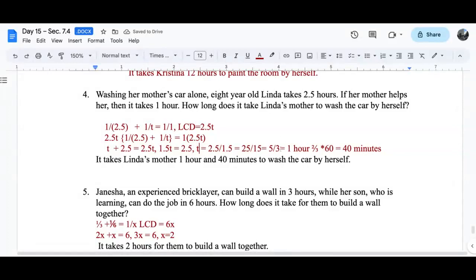Then we try to solve this. So we get 1 hour, 40 minutes. So it takes Linda's mother 1 hour, 40 minutes to wash the car by herself. Okay. Linda's speed plus her mother's speed, adding together, is the speed when they work together, 1 over 1. Any questions?